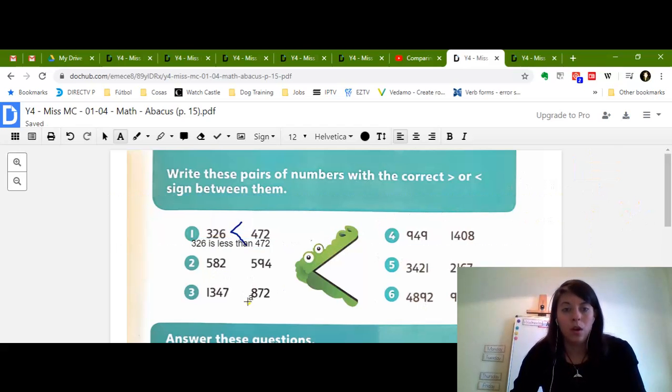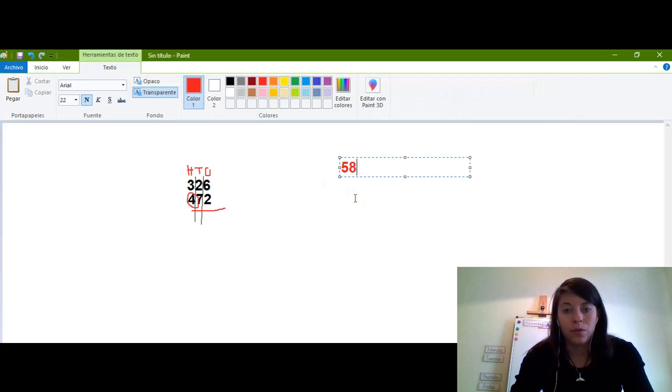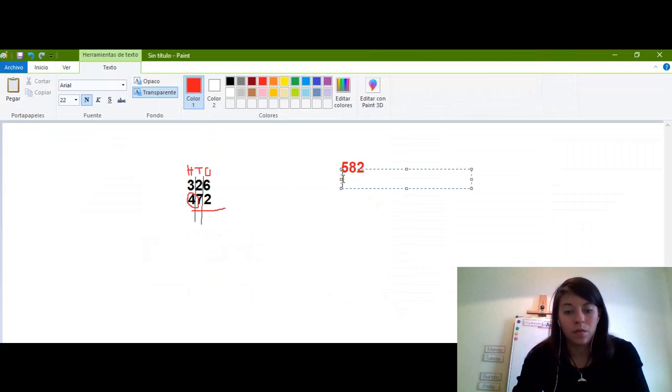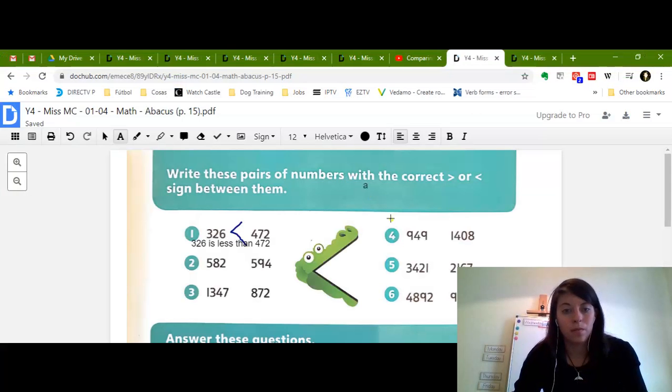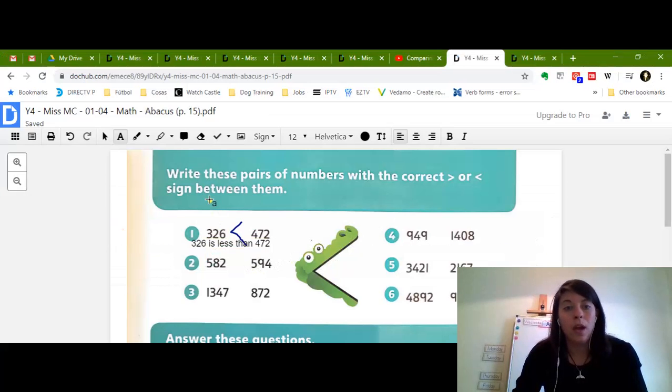Let's do number 2. 582. 594. Yep, I have the right numbers. And now I'm going to divide them in lines just like I did before. All right, so I have 5 and 5 are the same in the hundreds. Now, what about the tens? In the tens, I have 8, but a number bigger than 8 is 9. So 594 is bigger.